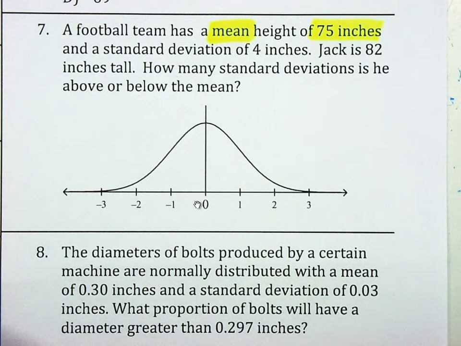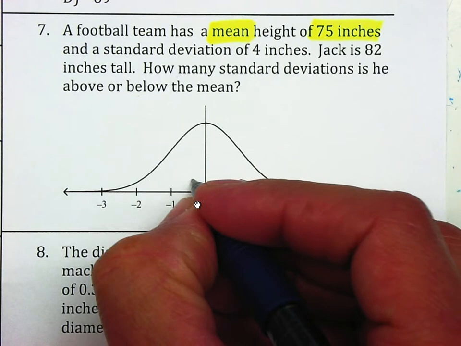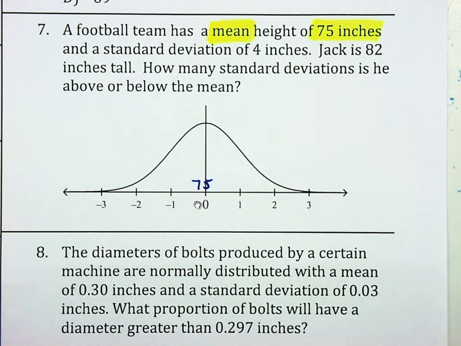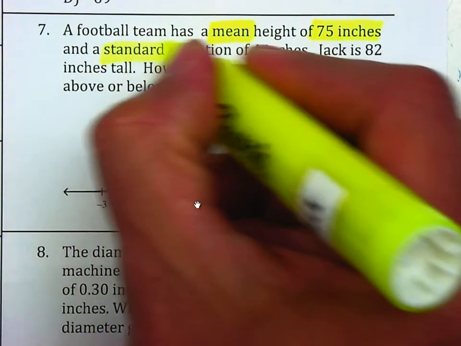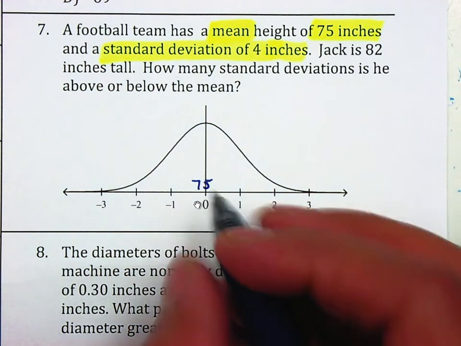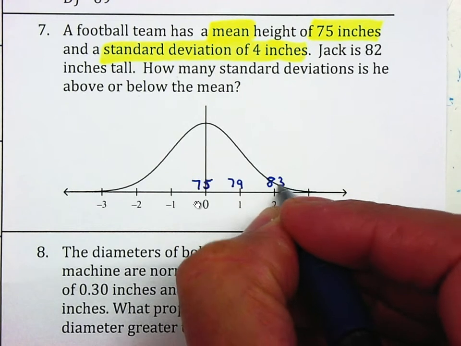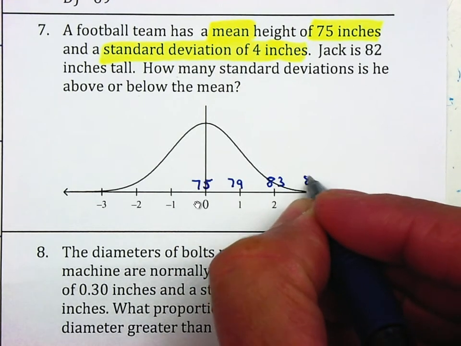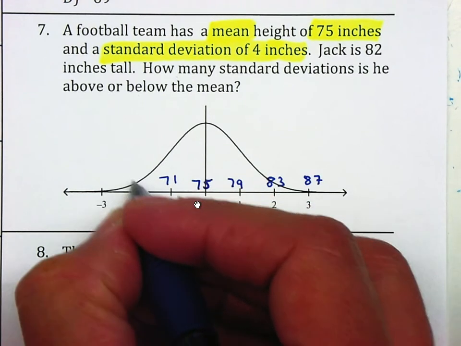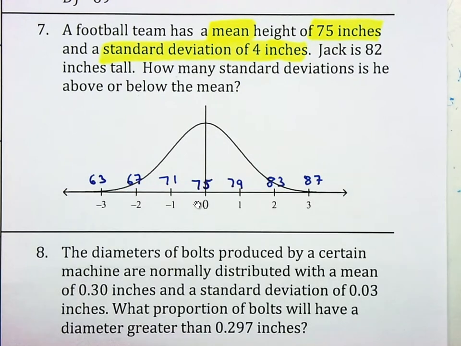They place the z values underneath, so let's go and place our actual values, 75 right above. So that's 75. And they tell you that the standard deviation is 4. So therefore, if that's 75, the next one will be 79. And the next one will be 83. And the next one will be plus 4, 87. Minus 4 will be 71. Minus 4 will be 67. And minus 4 will be 63.